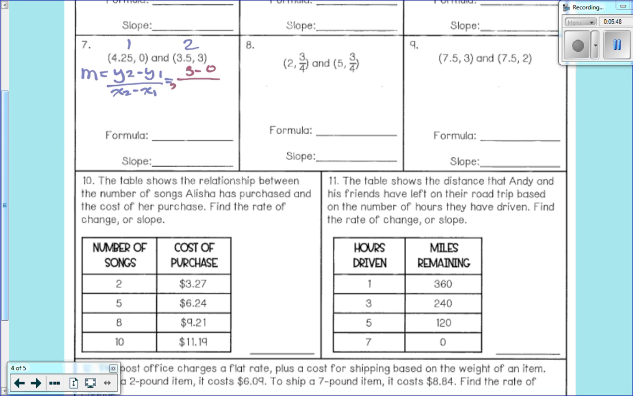3 minus 0, and 3.5 minus 4 1/4. And 3 minus 0 is 3. And then our change in our x value is negative 0.75. So go ahead and put that in your calculator. Negative 3 divided by negative 0.75. Control enter, and you get, good, you're going to get m equals negative 4. Questions? Not bad, right?